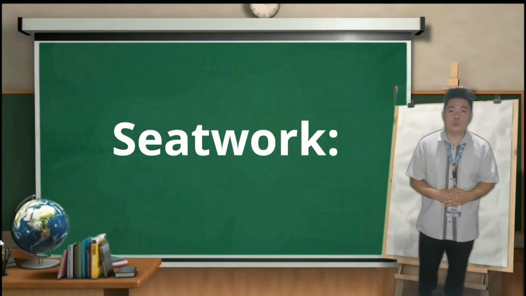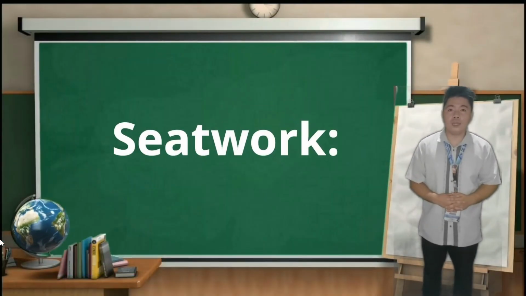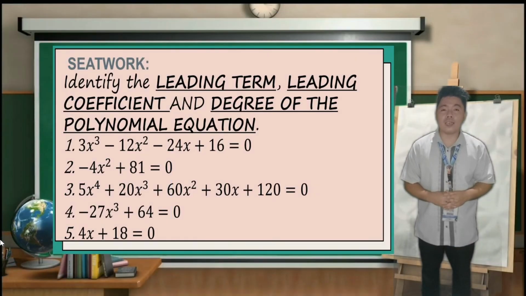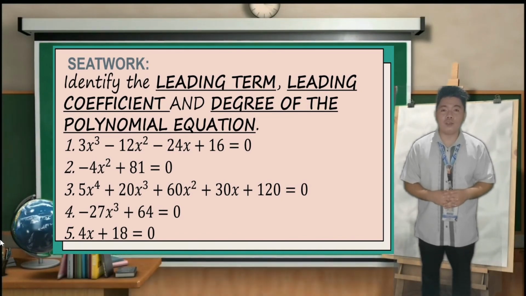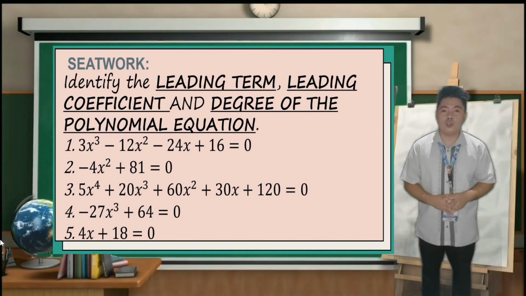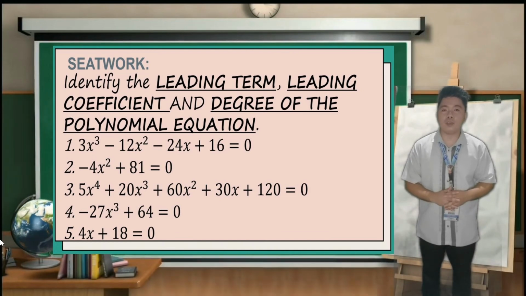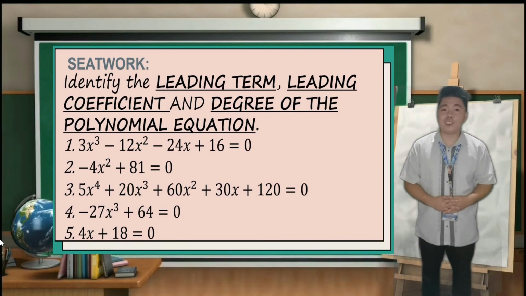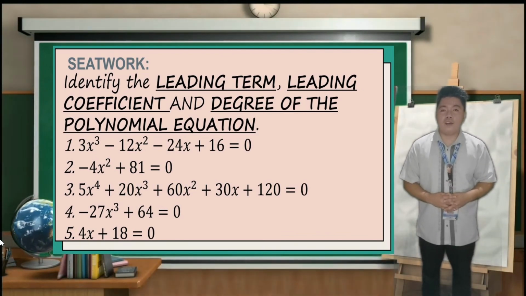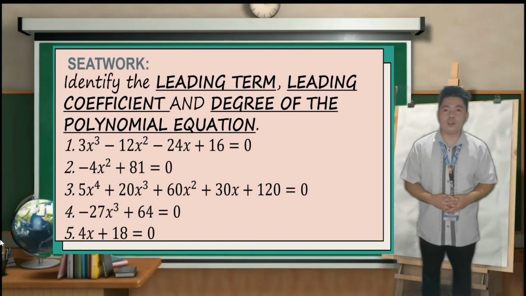Okay, learners, we are now done with the discussion, so let's proceed with your seat work. Your task is to identify the leading term, leading coefficient, and the degree of the following polynomial equations. We have 5 given polynomial equations, and you just need to identify the leading term, leading coefficient, and the degree of the polynomial. After that, we are going to check your answers.